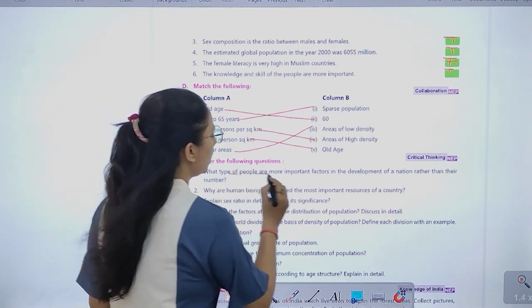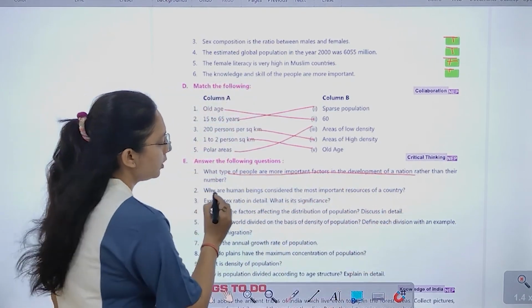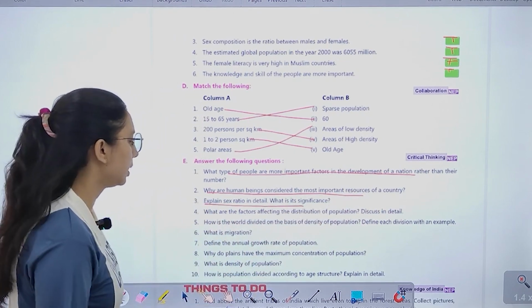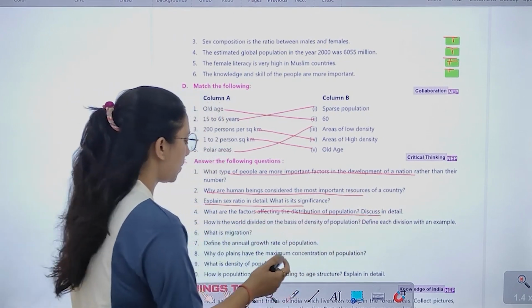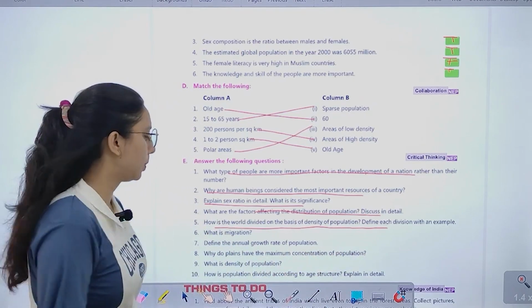Now answer the following. What type of people are important factors in the development of nation? Why are human beings considered most important resource? आपको sex ratio को डिटेल में बताना. Factors जो आपके distribution of population को affect करते हैं. How is world divided? On the basis of density of population.